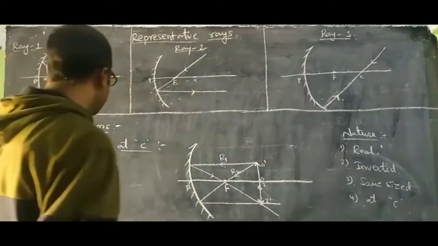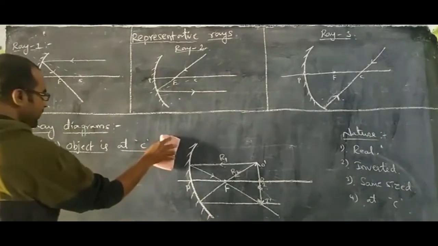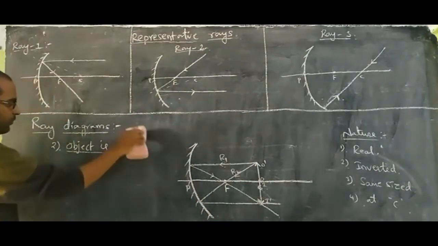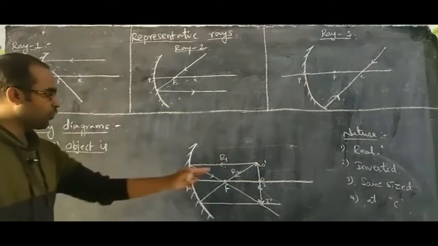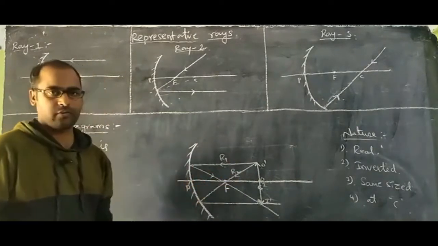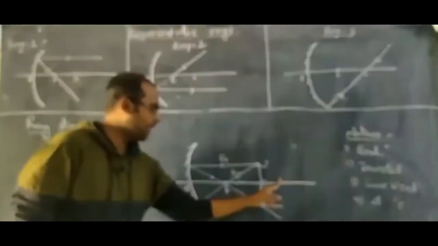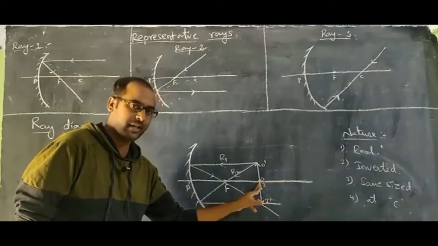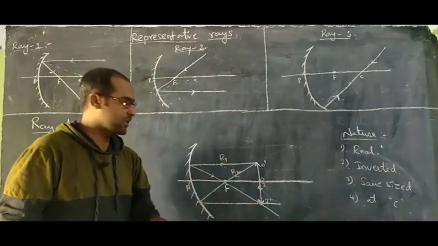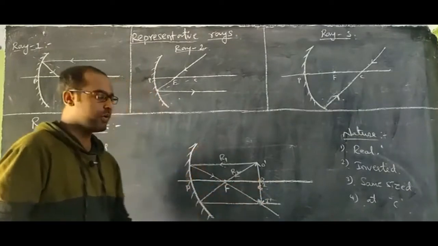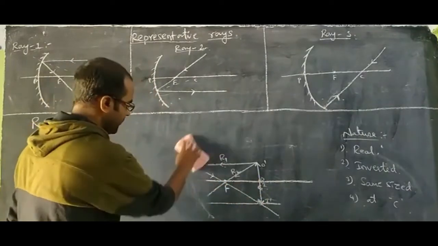And let us go for the next, that is when the object is in between focus and center of curvature. First we placed the object beyond the center of curvature and moved it forward. That means at C we placed. Now we are going to place the object between F and C. Let us see what would happen.